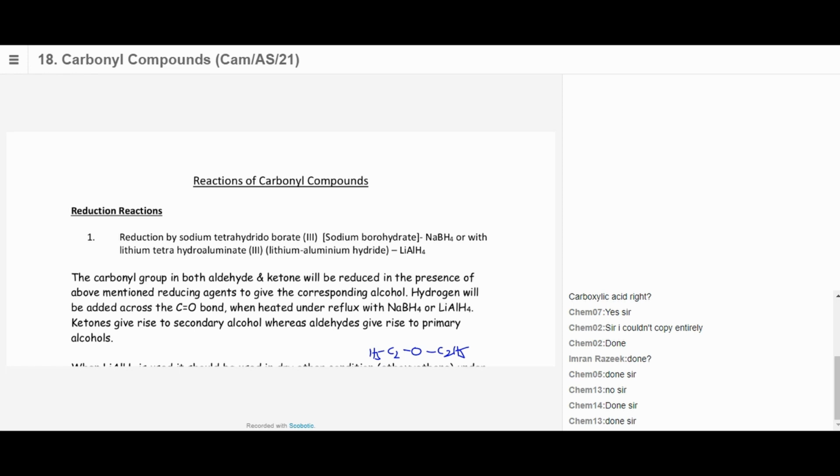So alkenes can be reduced by only hydrogen and nickel catalyst, but not by these reducing agents, right? Because these reducing agents release hydride ions, not hydrogen ions. So H minus and the lone pair, the loosely held electron cloud of the alkenes, will have a repulsion. Therefore, it cannot be reduced using lithium aluminium hydride.